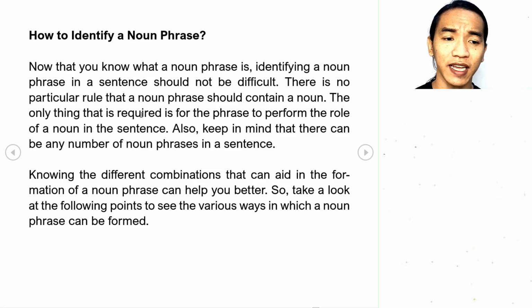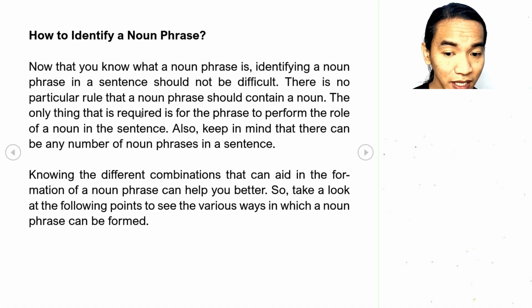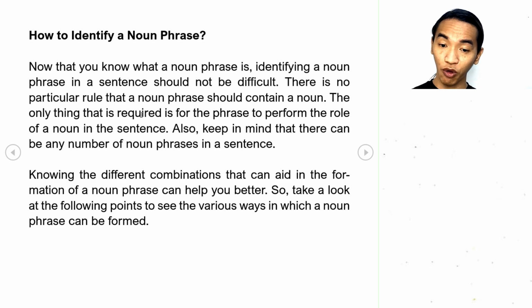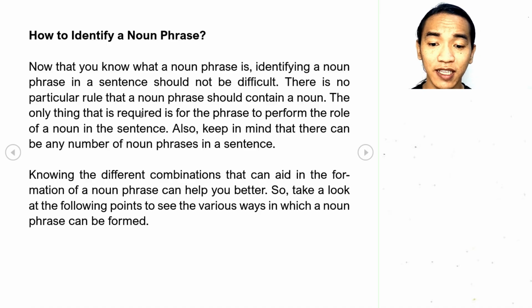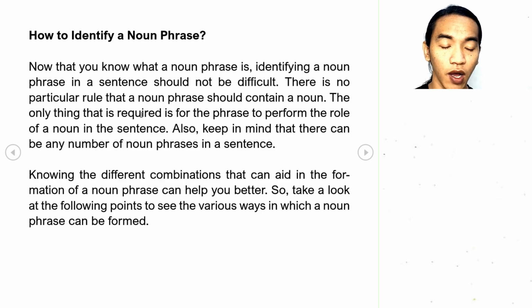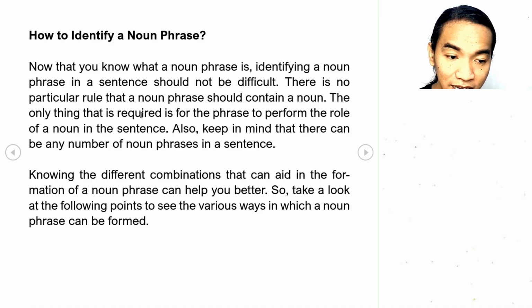So we definitely have to identify how we use our noun phrases. Okay, how to identify a noun phrase. So now that you know what a noun phrase is, identifying a noun phrase in a sentence should not be difficult anymore. There is no particular rule that a noun phrase should contain a noun. The only thing that is required is for the phrase to perform the role of a noun in a sentence. So it doesn't necessarily mean that there should be a noun with it. It just needs to function as a noun in your sentence.